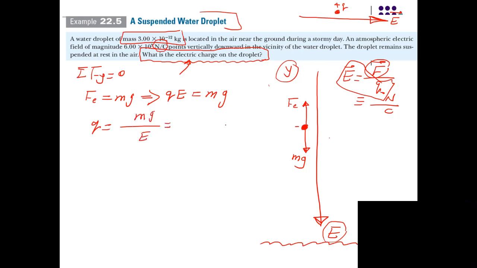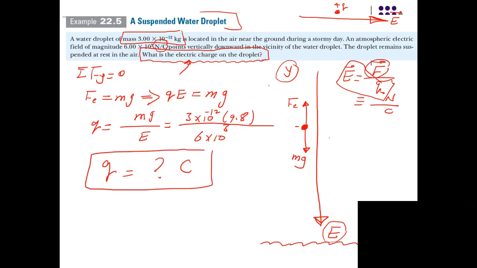And I have all the information, so we can solve this. 10 to the power minus 12 kilogram multiplied by 9.8 meter per second square. This is acceleration due to gravity, and E is equal to 10 to the power what? Power 3, I guess. Newton divided by Coulomb. So for Q, you're going to get some value in Coulomb. Now it's important: this is only going to give you the value. This is the magnitude.